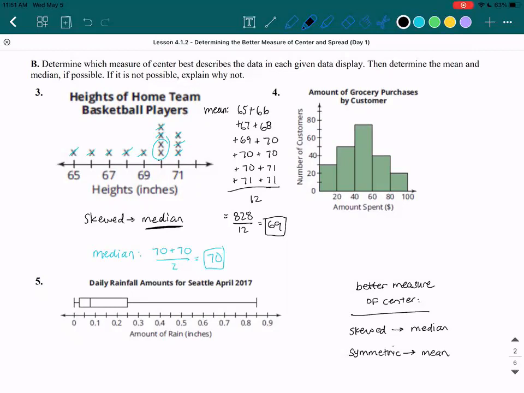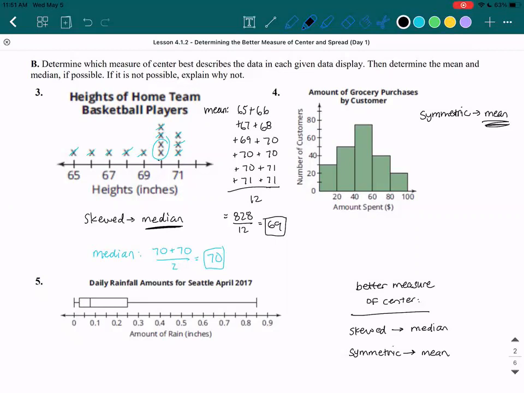Number 4, we are given a histogram. From this histogram, it looks pretty symmetric to me because the left side and the right side look pretty similar. So this is a symmetric graph, symmetric shape. Therefore, the mean is the better measure of center. I'm going to underline that so you know that the mean is a better measure of center. And then we want to see if we can calculate the mean and the median.